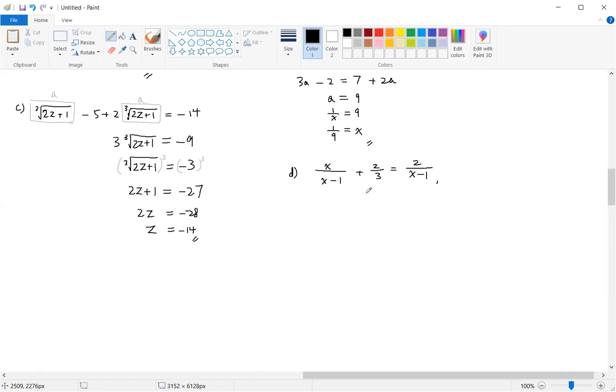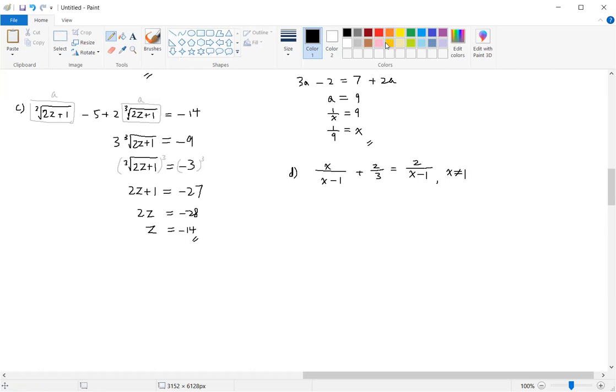X cannot be 1. Exactly. You can just type on chat instead, please. Everyone see it? X cannot be 1, because if you plug in 1, the bottom will be 0. That's not okay. All right.